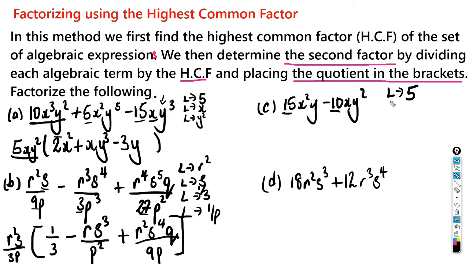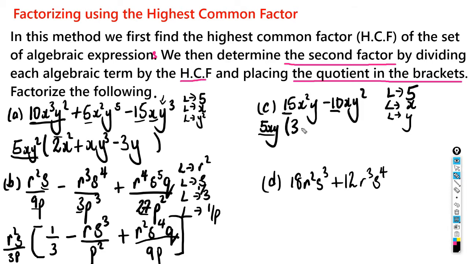Then the lowest common factor among the x's is actually x, and among the y's it is y. So we would get 5xy, which is the highest common factor, multiplied by, we're going to divide this 5xy into the 15. So it would be 3. The 5 into the 15 gives us 3.